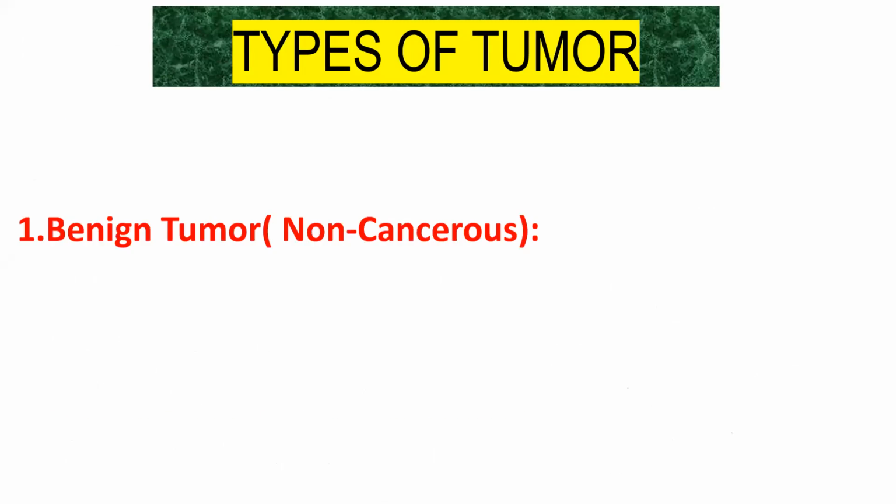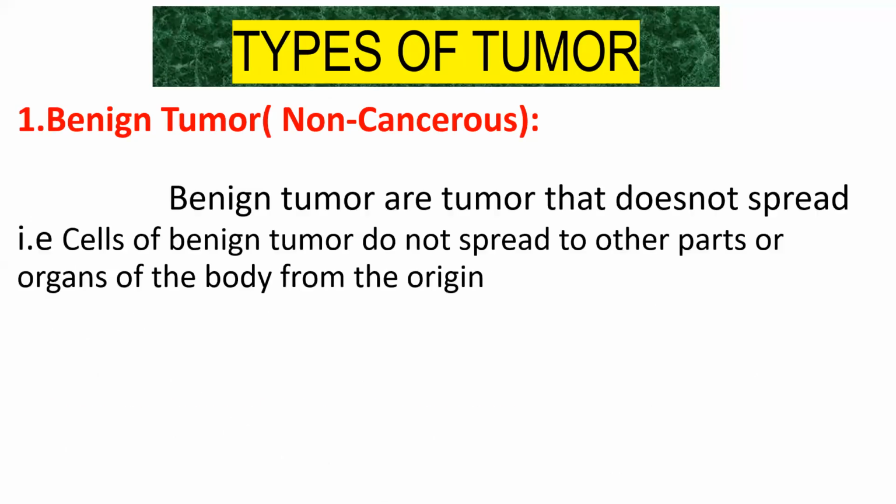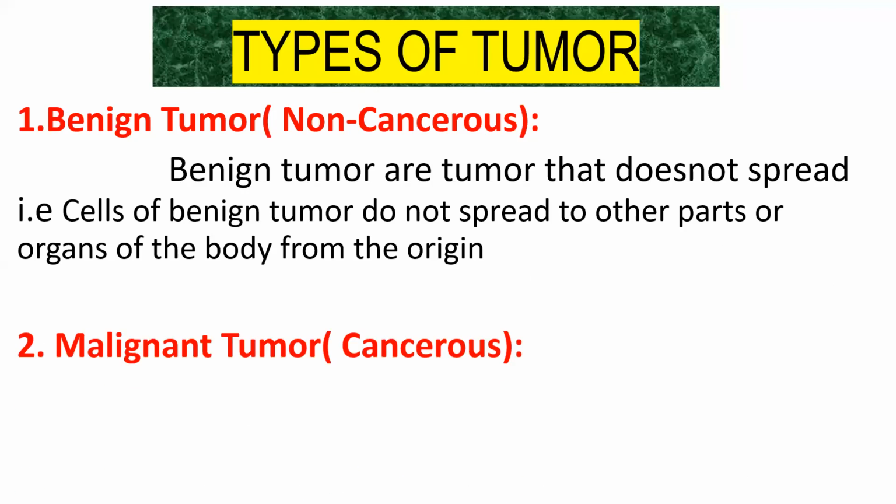The two types of tumor: one is the benign tumor, which is non-cancerous, and the other one is the malignant tumor. Now, Sheetal, are you there? Can you hear me? Yes, ma'am. Is Samuel absent today? What happened to him?